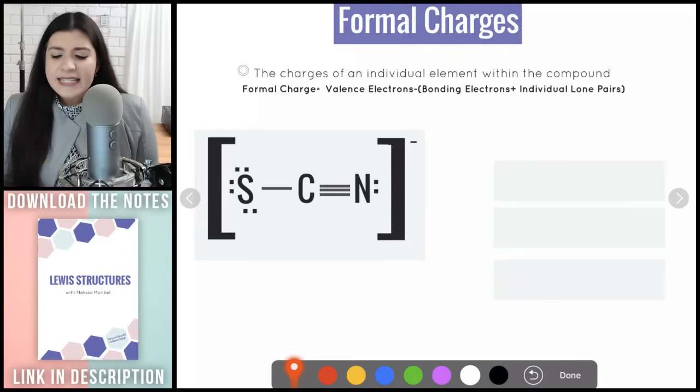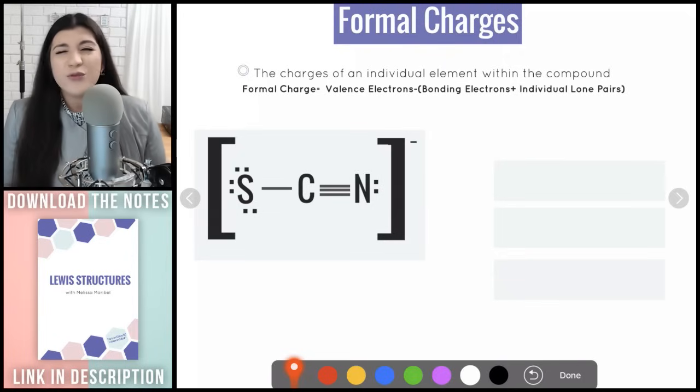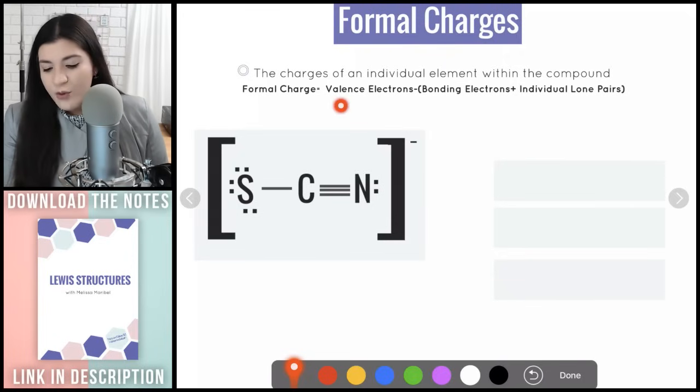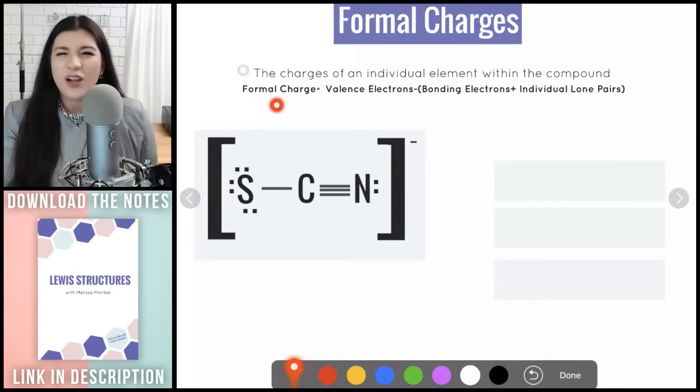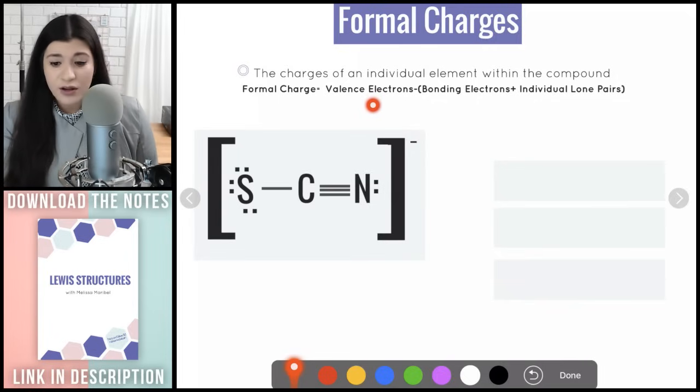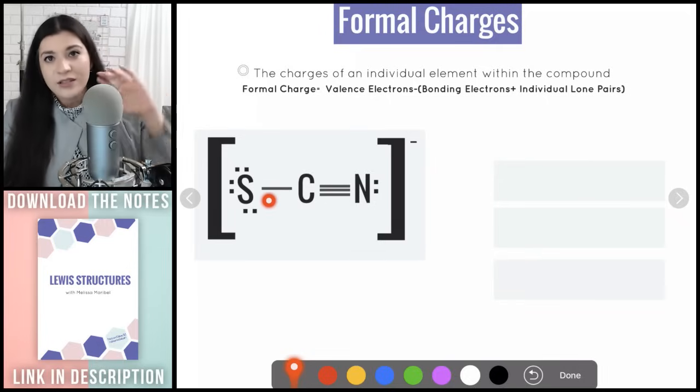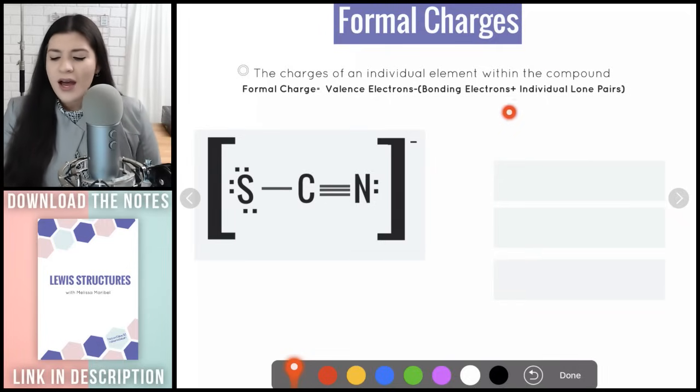So in this case, there is a formula. So make sure to know your formula for formal charges. And that formula is this. It's going to be our formal charge of whatever element we're looking for, and then we have the typical valence electrons. And then next, we're going to subtract the bonding electrons, so the electrons that are touching or right there in the bond. And like I said, we'll go over all this, don't worry. And then plus each individual lone pair.